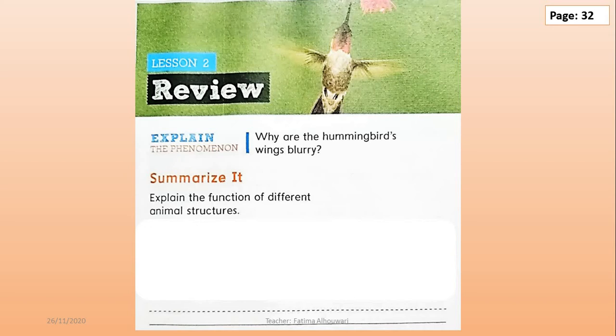As you see, it does not have claws. It does not have a hard shell to protect itself. So, how does this bird protect itself? What do you think? It can move so quickly. So, no animal can catch this bird. It uses its wings to move quickly and to protect itself.